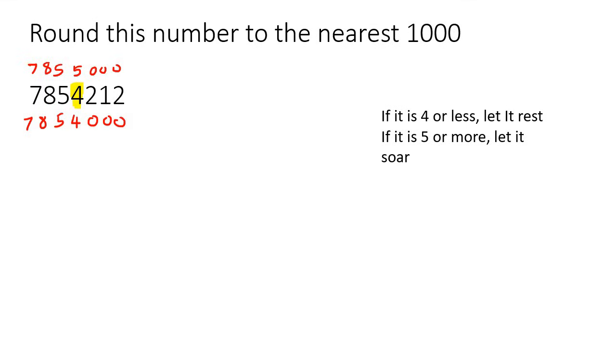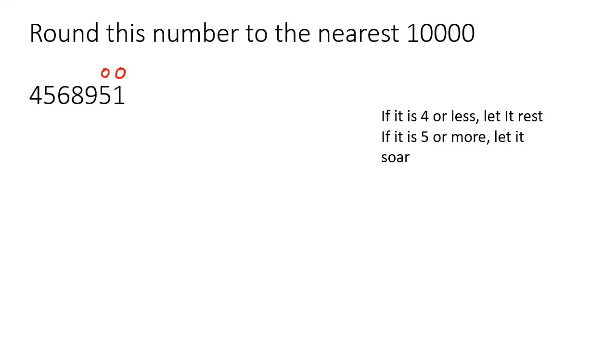So now we need to look at the number on the right, which is this one over here. And it says that if it is 4 or less, so the number 2 is 4 or less, then let it rest. What that means is leave this number alone, let it stay the same, and so this is our final answer.